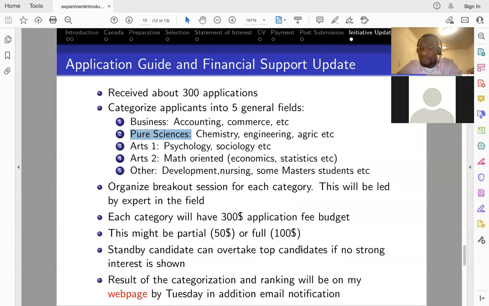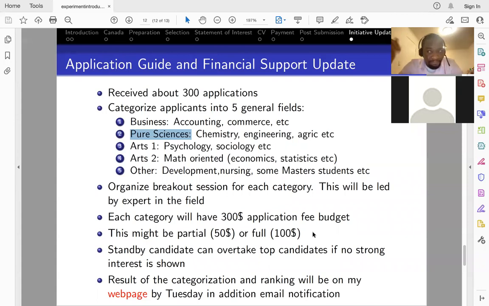Now, with this payment, it might be partial or full. Given that there are 300 of you, I think it would be a fair idea to say, hey, instead of paying the $100 for just 15 people, it might be reasonable to pay at least $50 so that you can take care of the other $50.